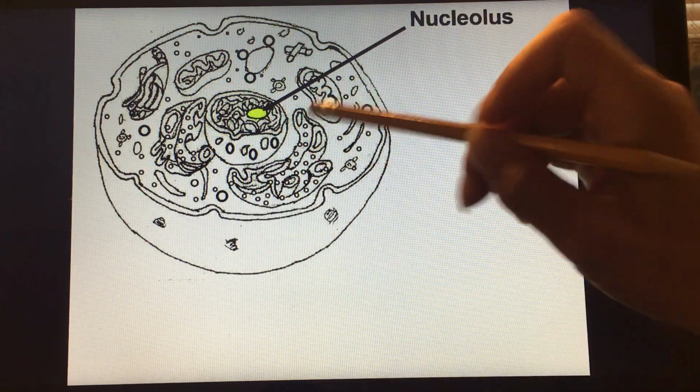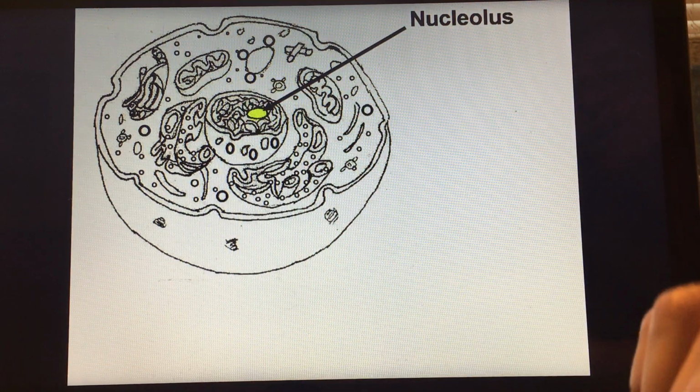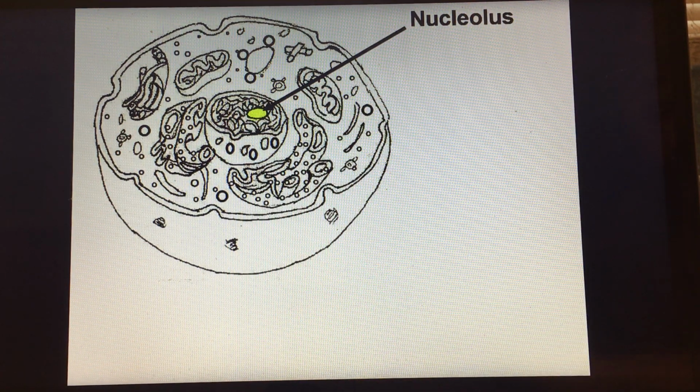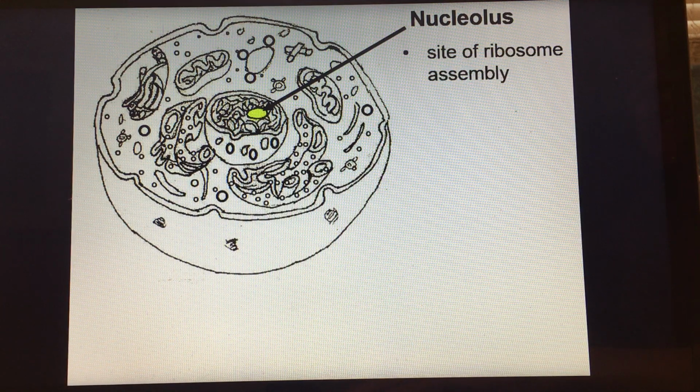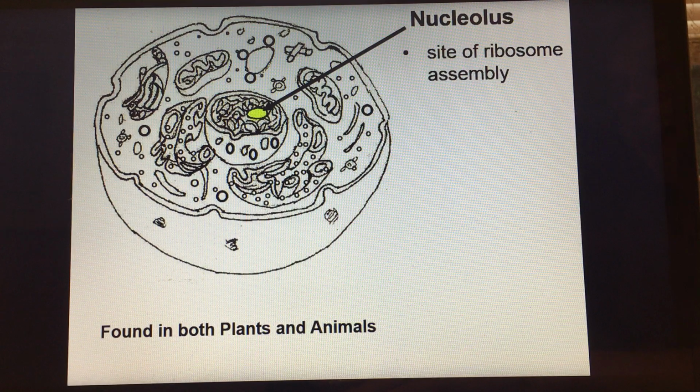So that little yellow structure inside the nucleus is called the nucleolus. Sometimes you'll hear it referred to as the nucleolus if you're watching a British or Australian video on YouTube. And it is where ribosomes are made, and it's found in both plant and animal cells.